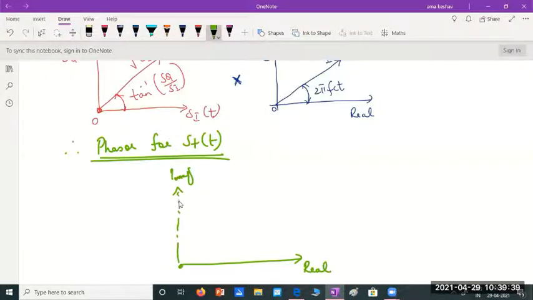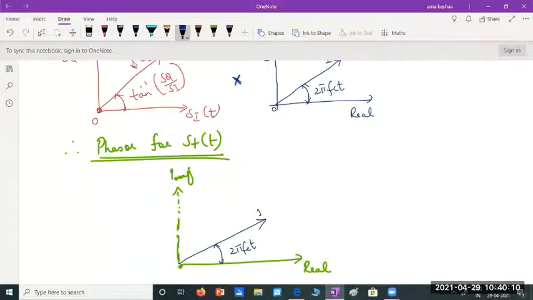Okay, the real and imaginary axis are there. Now, first I'll have to write this e power j2 pi fct phasor. The e power j2 pi fct phasor makes an angle 2 pi fct with the horizontal. So I'll consider this as the basis. This is of magnitude 1.